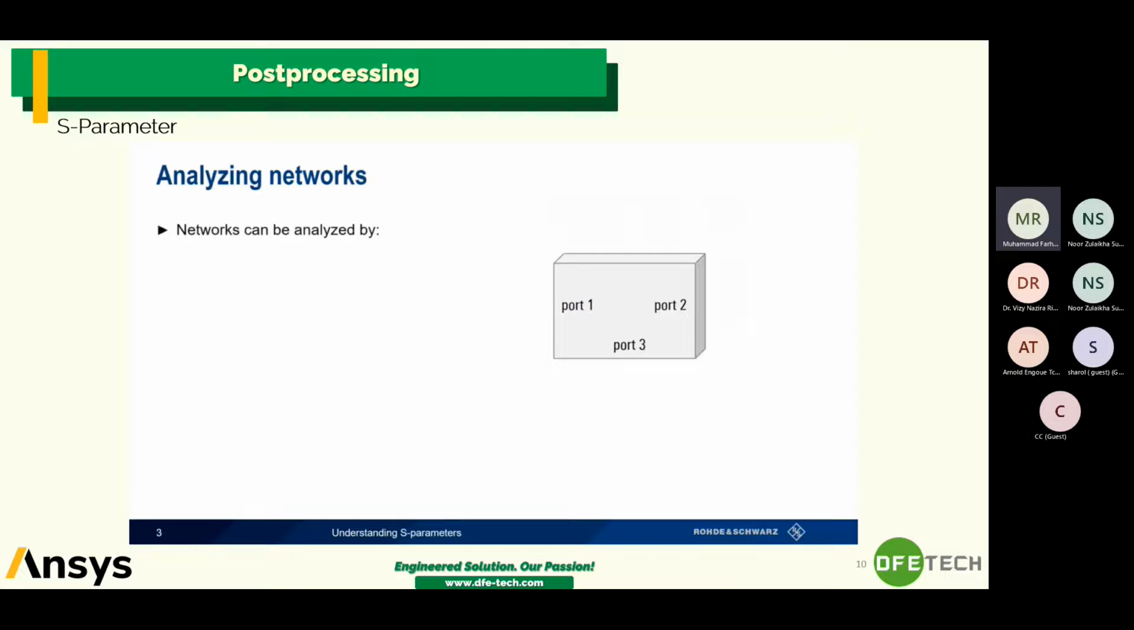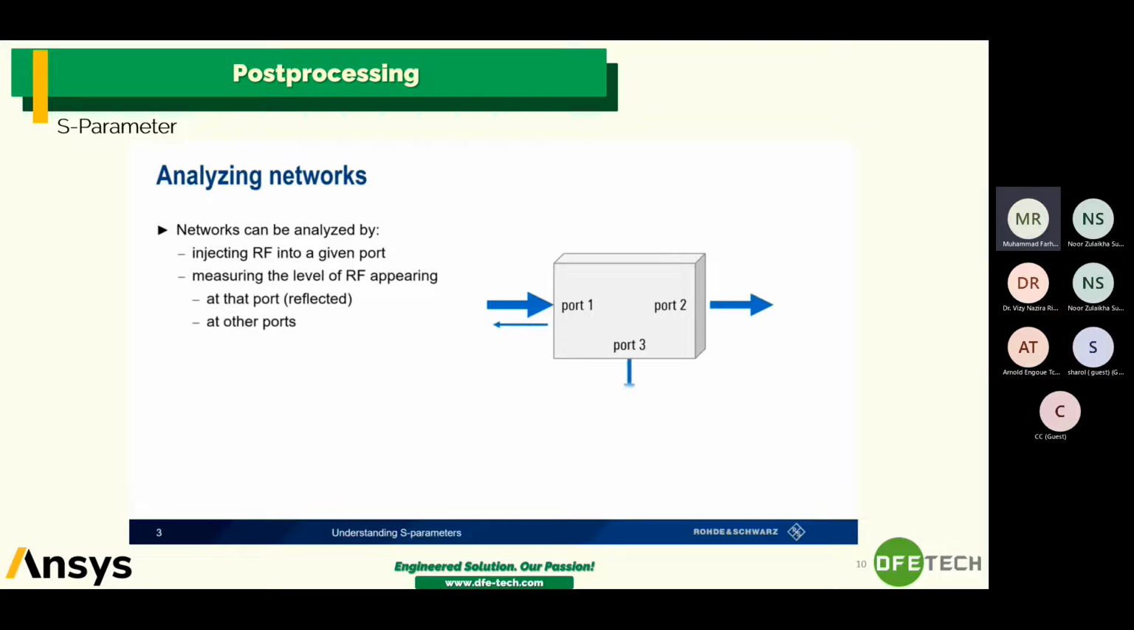We can analyze these devices, or networks, by injecting RF energy into a given port and measuring the level of RF energy that appears both at that same port, that is, the reflected power, and in the case of multi-port devices, at the other ports. Except in some very special cases, usually only one signal is injected into one port at one time. And in most cases, our network will exhibit frequency-specific behavior, so measurements are normally made over a range of frequencies.